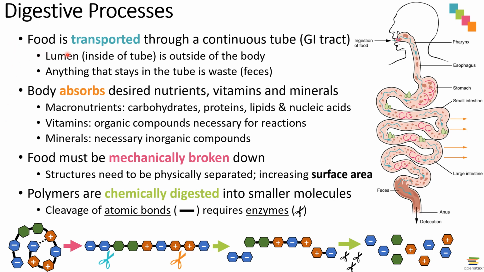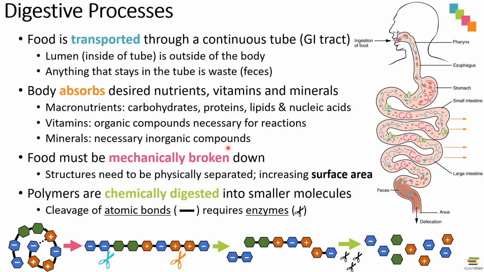So as a reminder, these processes are that food needs to be transported, specifically through the alimentary canal or the GI tract, all the way through. And anything that is in this tube is technically outside of the body, despite it being surrounded by the body proper. The goal of moving the food through the alimentary canal is to absorb the nutrients that the body needs and uses to support life.